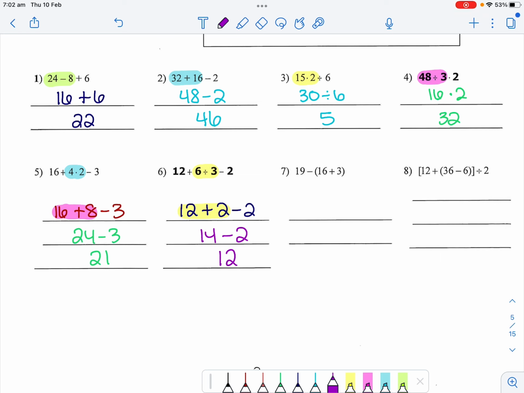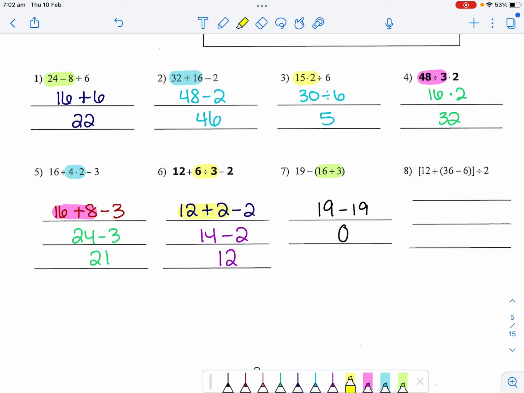Number 7 adds in the grouping symbols, so I'm going to start inside my parentheses first. So even though minus came first, my grouping symbols are more important than that. They're more powerful. So this is going to be 19 minus 19, and 19 minus 19 is 0.